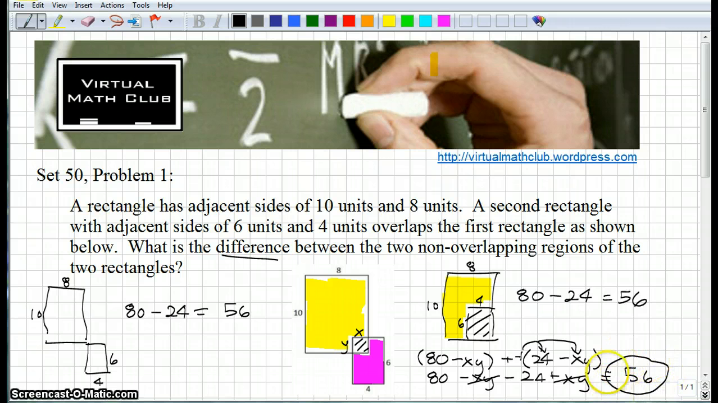So, no matter what you do, no matter how big this overlap is, the difference between the non-overlapping regions is going to be 56 units. And I guess they don't really tell you what the units are, but they're units. So, there you go. The answer is 56 units.